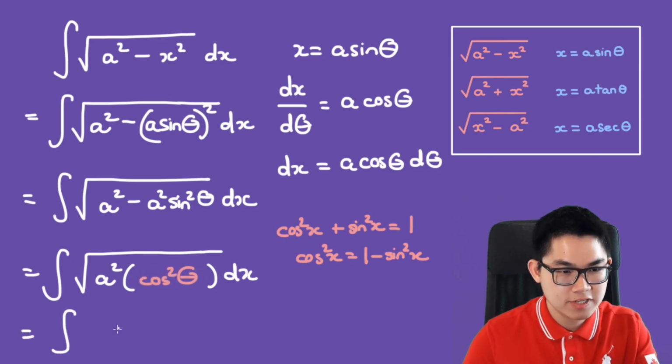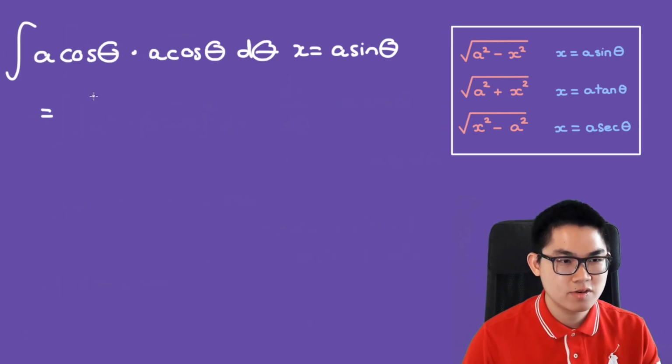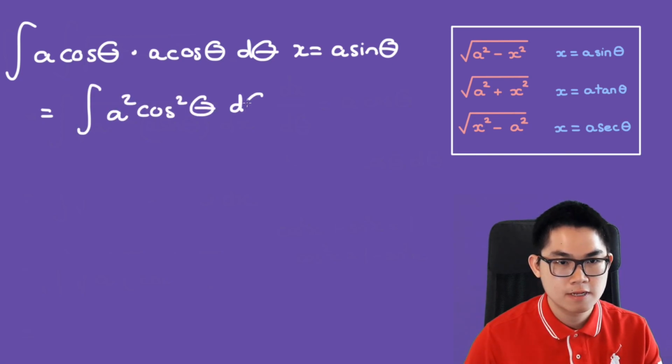This will give us the integral of a times cosine, because the square root of a squared cosine squared is a times cosine. And dx is also a times cosine, and we have the d theta. This is equal to the integral of a squared cosine squared. Since a is a constant, we should move it outside of the integral. So we have a squared times cosine squared d theta.